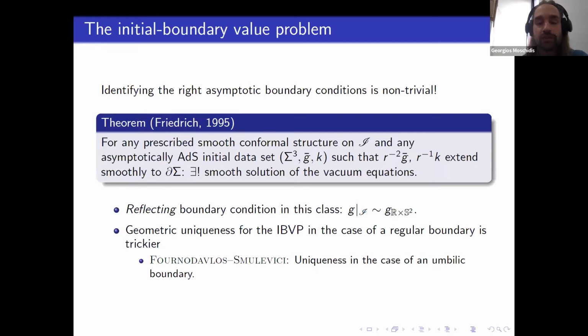Geometric uniqueness was only recently proven by Fournodavlos and Szeftel for a large class of boundary conditions, which includes the case when the boundary is totally geodesic. This class is the class of umbilic boundaries. But okay, let's go back to the asymptotically AdS setting.